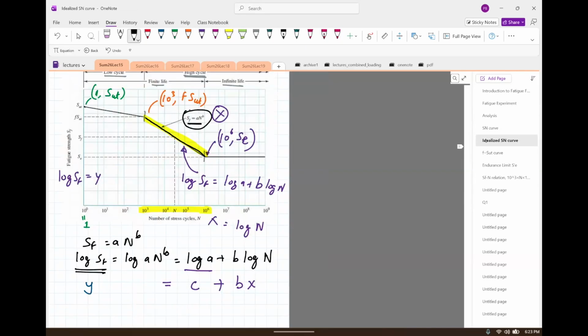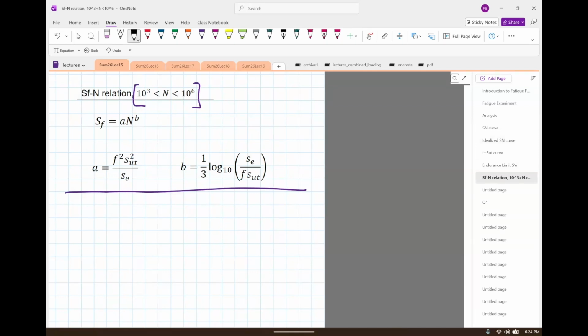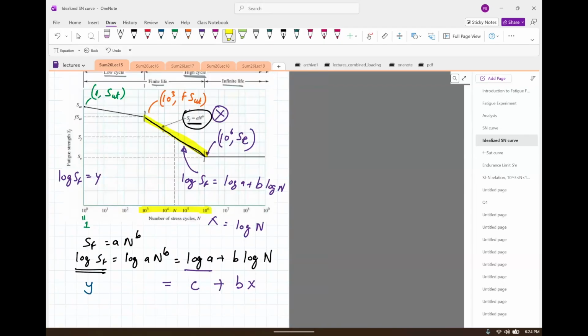Essentially, what you have to do is look at this equation because this is the equation which models that line. So we can write log SF equals log A plus B log n. Remember, it's after all the equation of a straight line in log scale. In order to find the two constants A and B, we need two equations. How do we get two equations? We know what points this line passes through. This line passes through 1000 SUT and 10 to the 6 SE. So we substitute those two values.